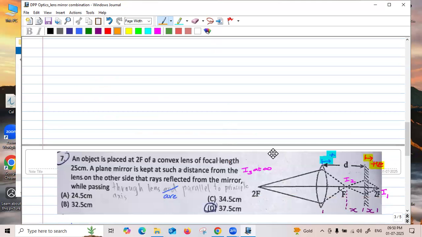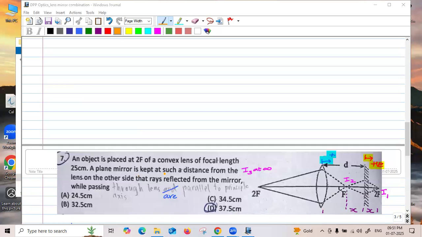This is the question. An object is placed at 2f of a convex lens of focal length 25 centimeter. This f is focal length only, so 2f is 50 centimeters.